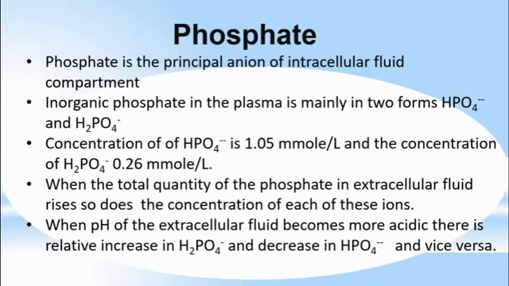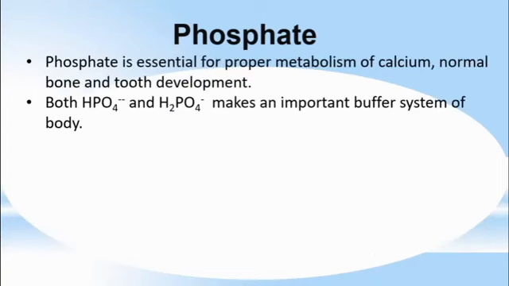When the total quantity of these phosphate ions in extracellular fluid rises, so does the concentration of each of these ions. When the pH of the extracellular fluid becomes more acidic, there is a relative increase in concentration of H2PO4 and decrease in concentration of HPO4, and vice versa. Phosphate is essential for proper metabolism of calcium, normal bone and growth development. Both these ions make an important buffer system for the body.